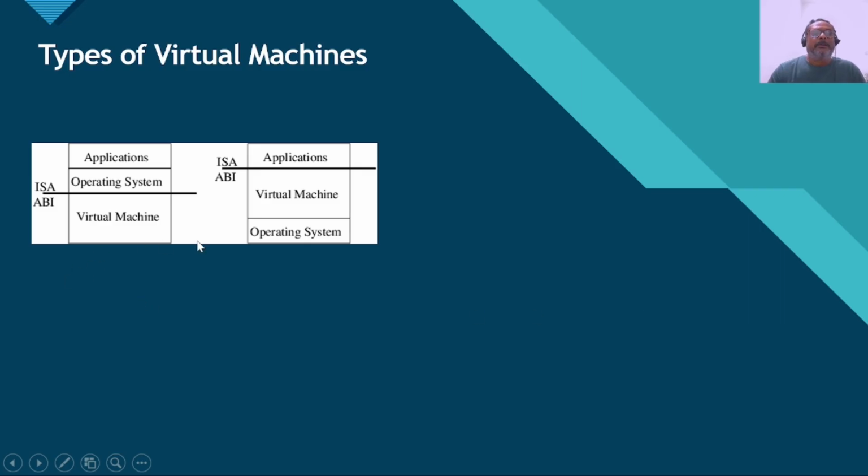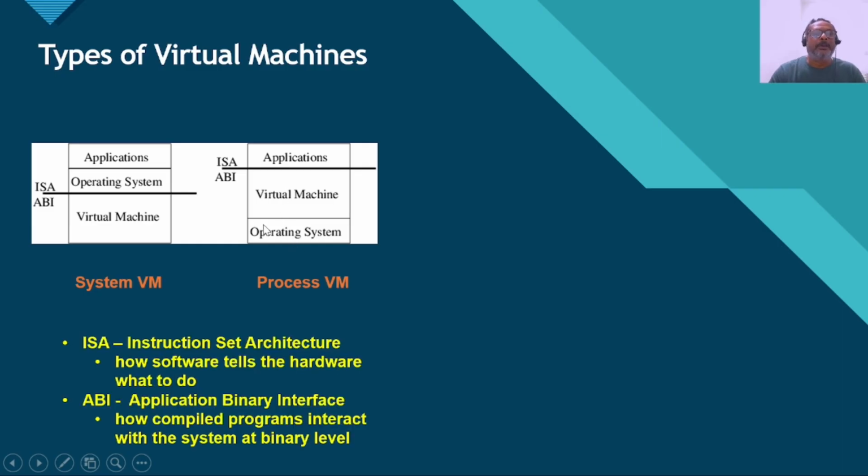Looking at it another way, in the system virtual machine, we have the virtual machine above which we have an operating system for each application. Each user will have their own operating system. So that's ISA, and we have ABI. We will look at what these are. But in the case of the process virtual machine, only the application is there under ISA, whereas the virtual machine and operating system are part of the ABI. What is ISA?